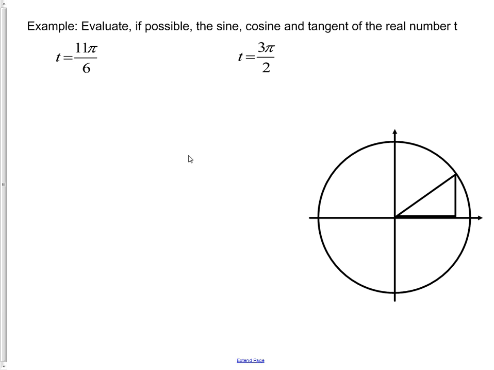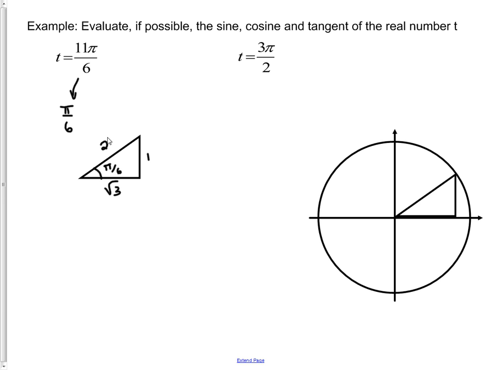Now I might remember that pi over 6 corresponds to this, right? I look at this angle right here, 11 pi over 6, which has a related angle of pi over 6. If I remember what happened with my pi over 6 right triangle, let me make one over here, then I remember that the ratio of the sides were 2, 1, and radical 3. Here was the angle pi over 6 enclosed within that right triangle.